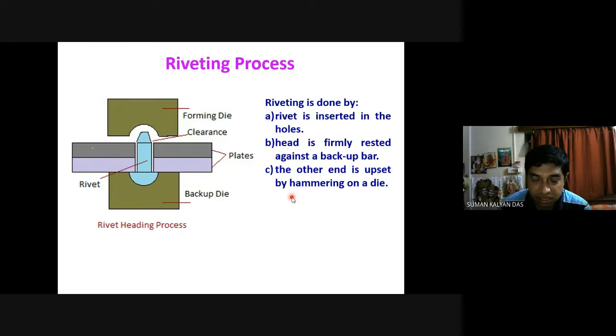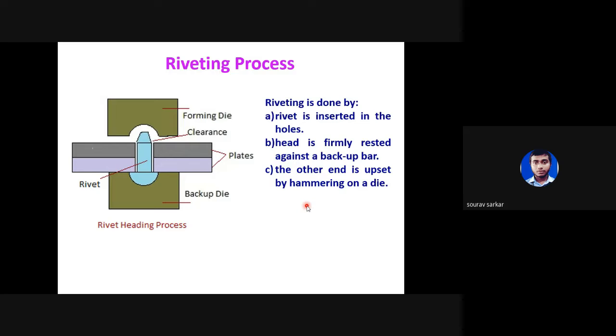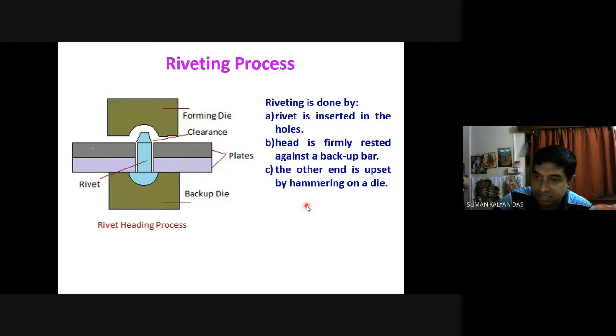Any doubt in the riveting process? Sir, I have a question. Yes, please. Sir, which material is used generally to make a rivet? Yeah, that is there in the subsequent slide, like mild steel. First of all you should select the rivet material such that it is ductile in nature, because it has to undergo plastic deformation, isn't it? So mild steel is a very commonly used rivet material.